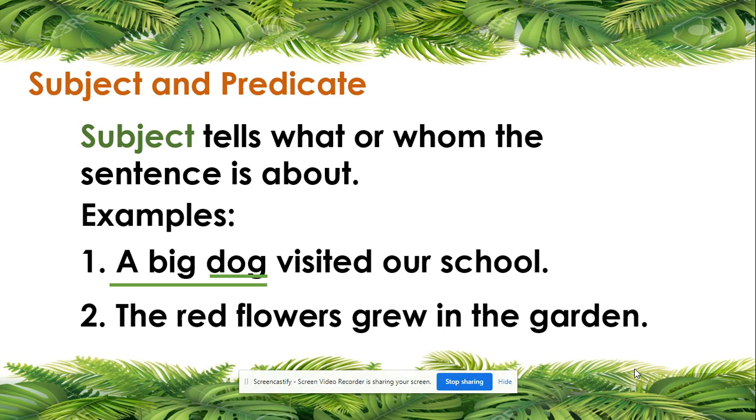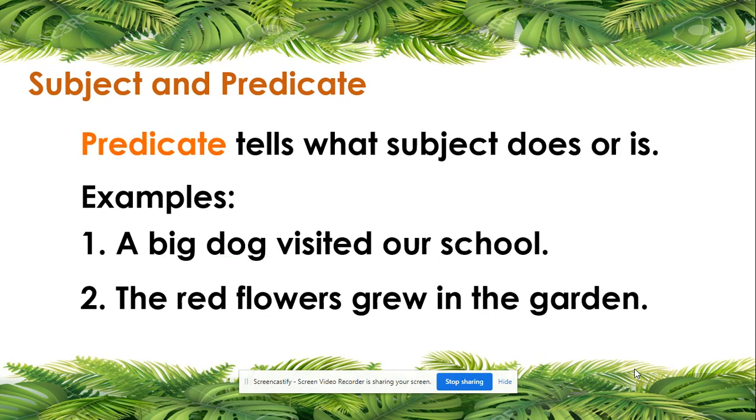In the second sentence, the red flowers grew in the garden. So what is this sentence about? You're right, it's about the flowers or the red flowers. So in this sentence, the subject is red flowers or flowers.